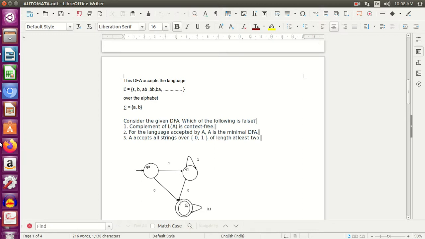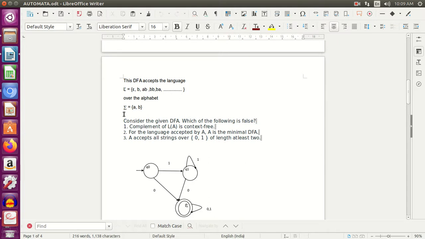Till now we have not gone into context free, so let's avoid that option and first check option 3. A accepts all strings over 0, 1 of length at least 2. Is it true? No, it can also accept zero. So option 3 is false, right?